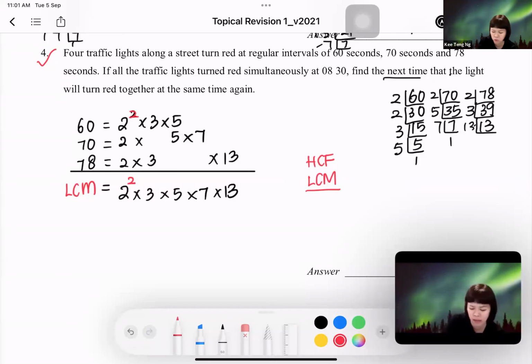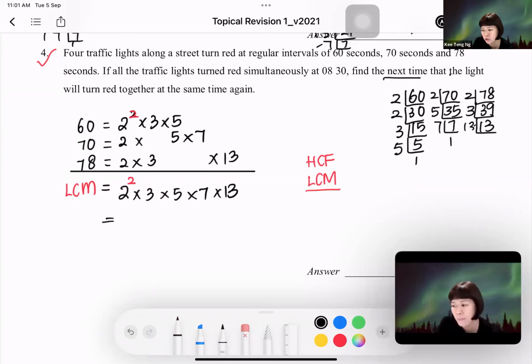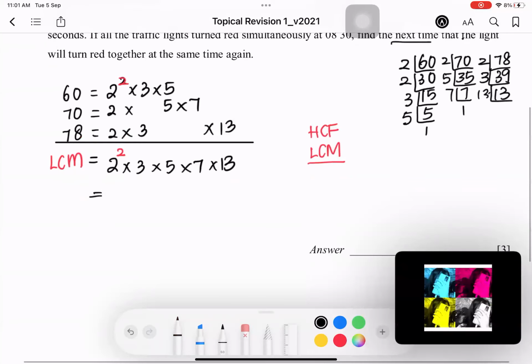But then I need to know what this number is. So I need to calculate. Anyone quickly calculate on your calculator? What value do you get? What number do you get? Maybe Derek, what do you say?